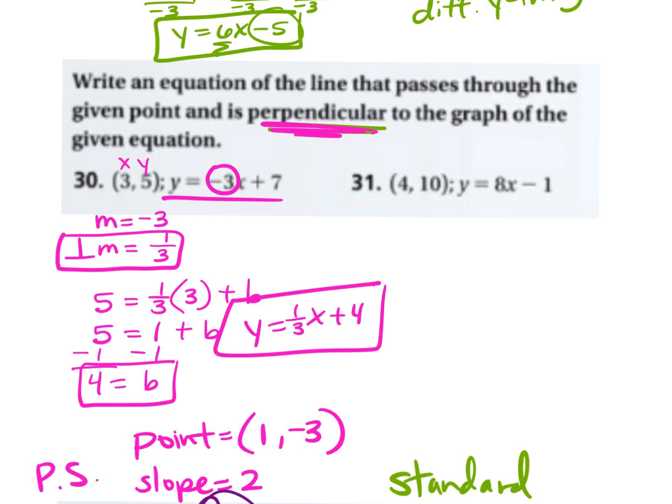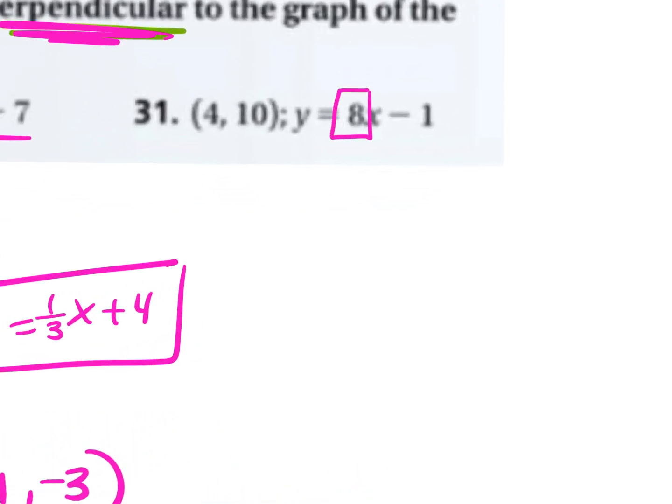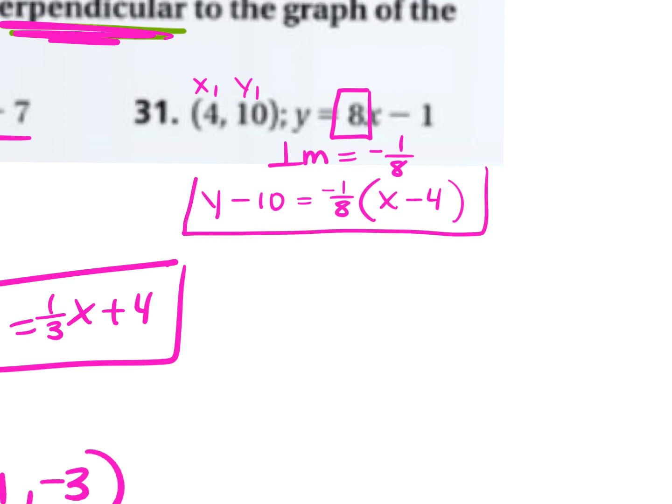Okay. 31, same idea, but we're gonna do it in point slope form instead. So here's your slope, okay? That means the perpendicular slope is gonna be the opposite reciprocal of that. So right now it's positive, we're gonna make it negative. Right now it's essentially 8/1, we're gonna make it 1/8. And then this is gonna be our x1, y1 in point slope form. So what we're gonna do is y minus the y value equals the slope times x minus the x value, and then that would be your point slope form, okay?